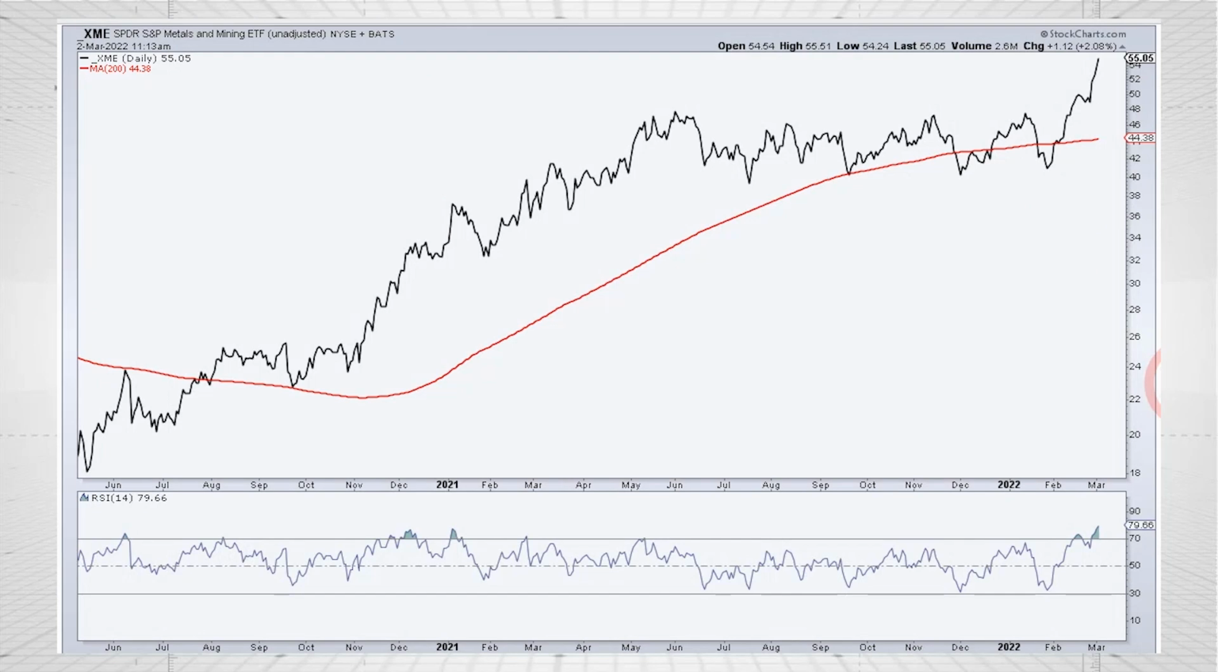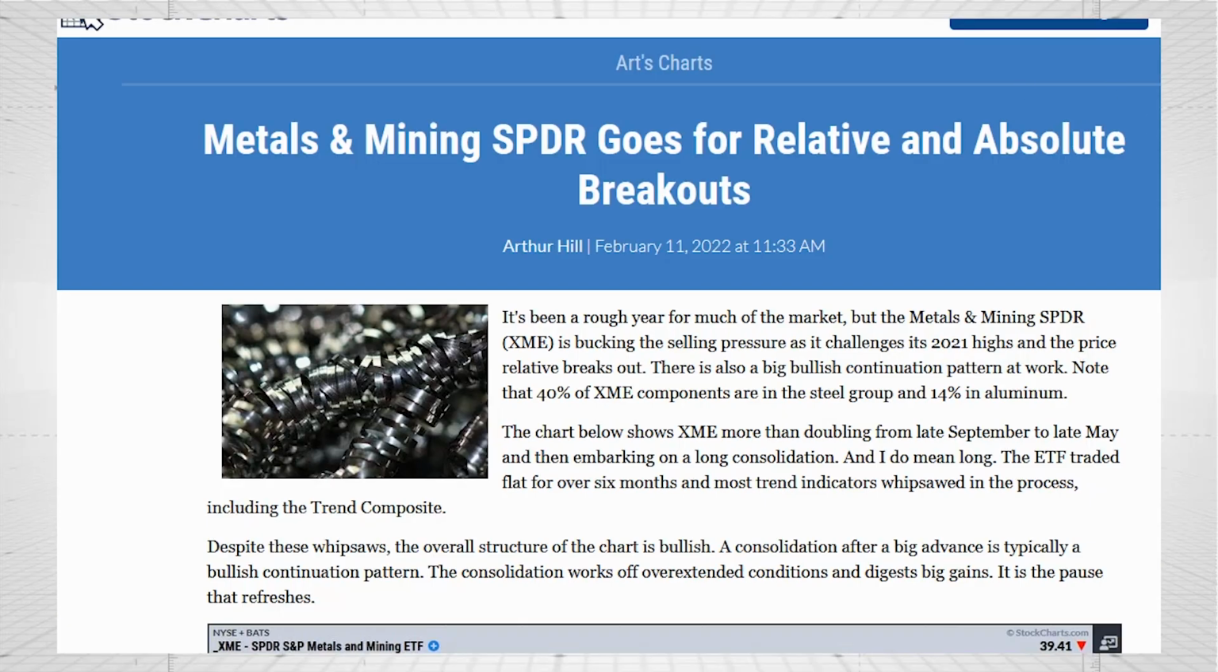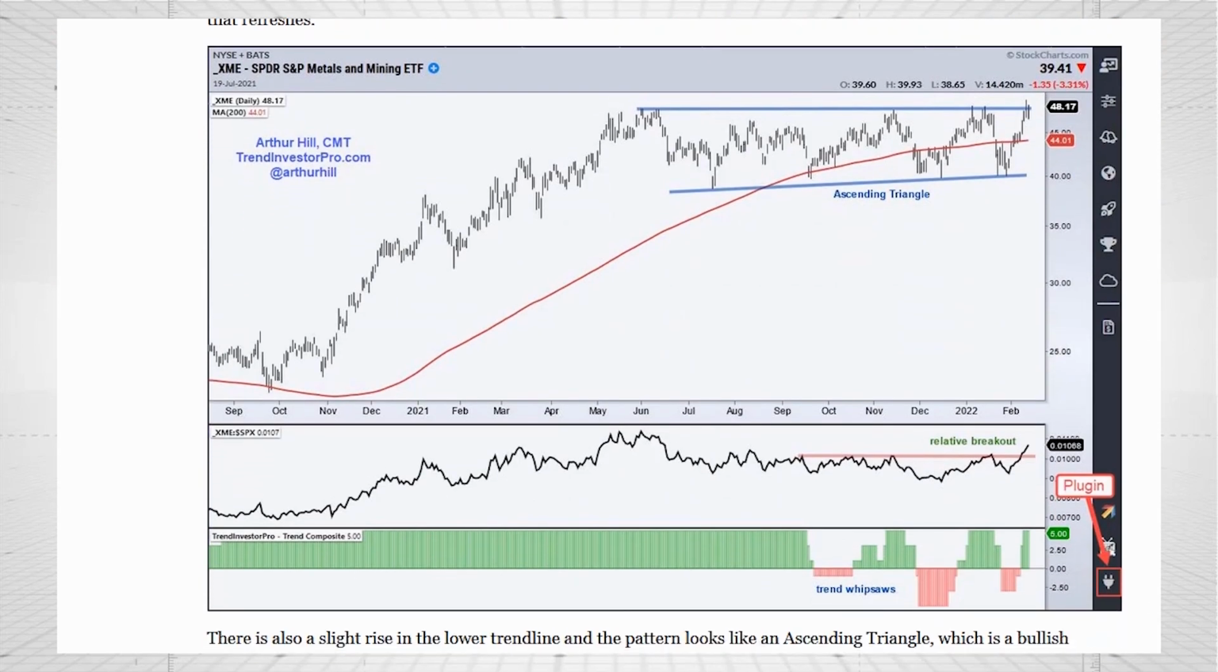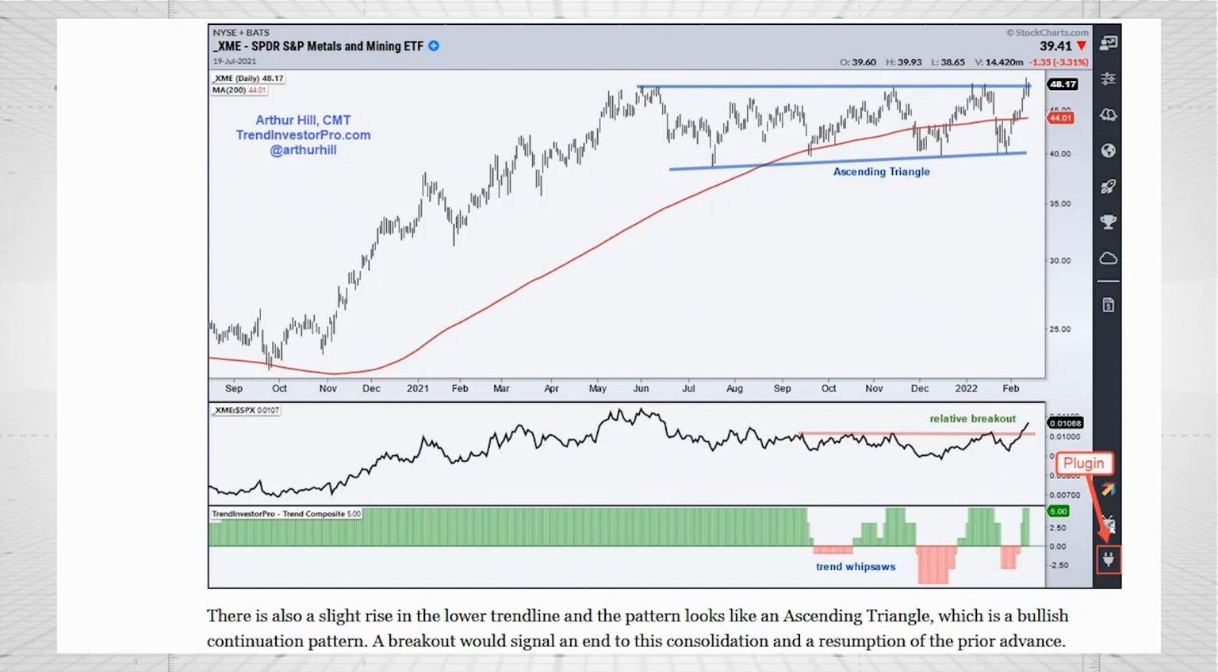Now, you may have noticed that I am showing line charts, because when things get extra volatile, I like to turn to line charts and take a step back and get some perspective and see what's going on. And I posted an article on XME on February 11th, and you can see that at StockCharts. I posted it under ArcCharts. There it is, February 11th, because it was showing some relative and absolute strength.